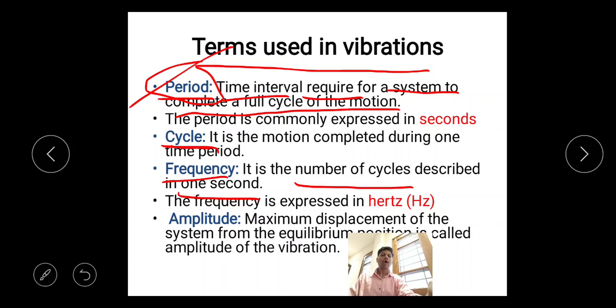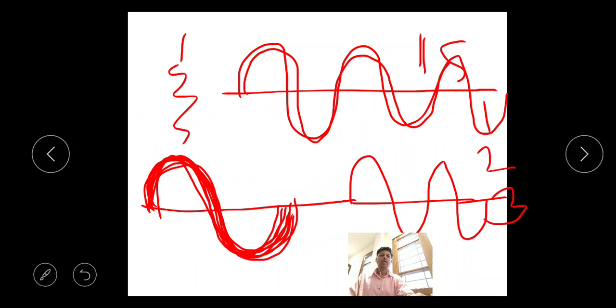And then coming to amplitude. What is amplitude? Amplitude is nothing but the maximum displacement from this equilibrium point. See, this is the maximum displacement or the maximum distance covered by a particle. See this, if I take a particle moving like this.